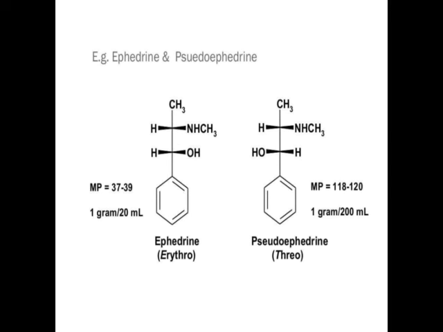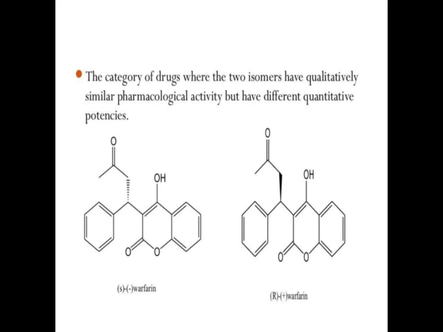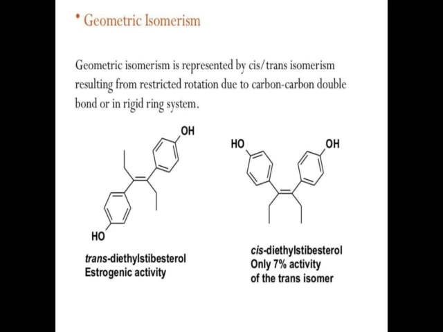Then ephedrine, pseudoephedrine, already we have studied. Ephedrine is the erythro, pseudoephedrine is the threo. Then S-warfarin, R-warfarin. So they are two different isomers having different quantitative potencies.